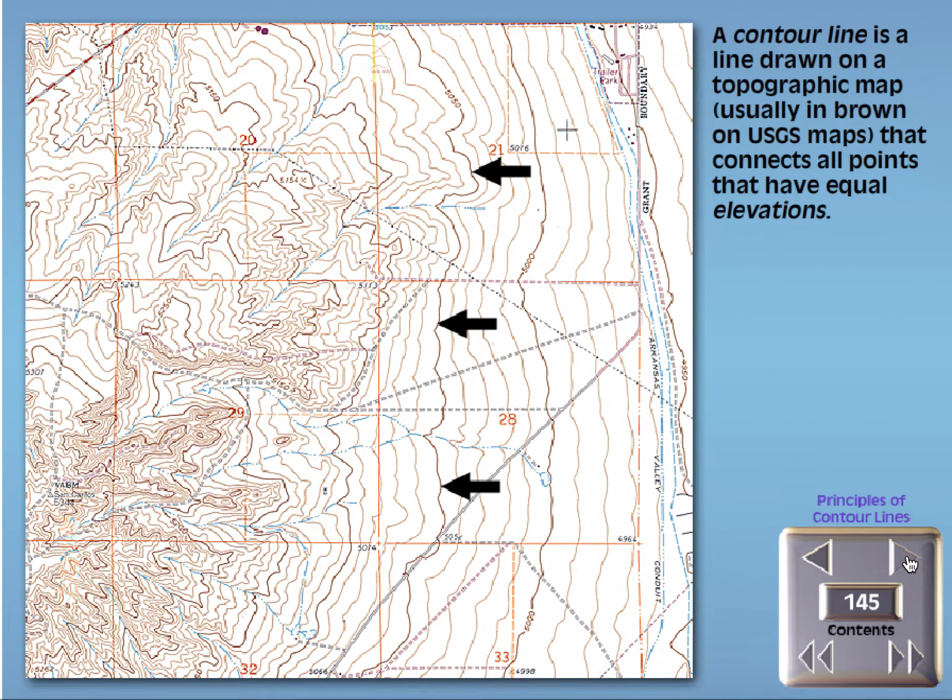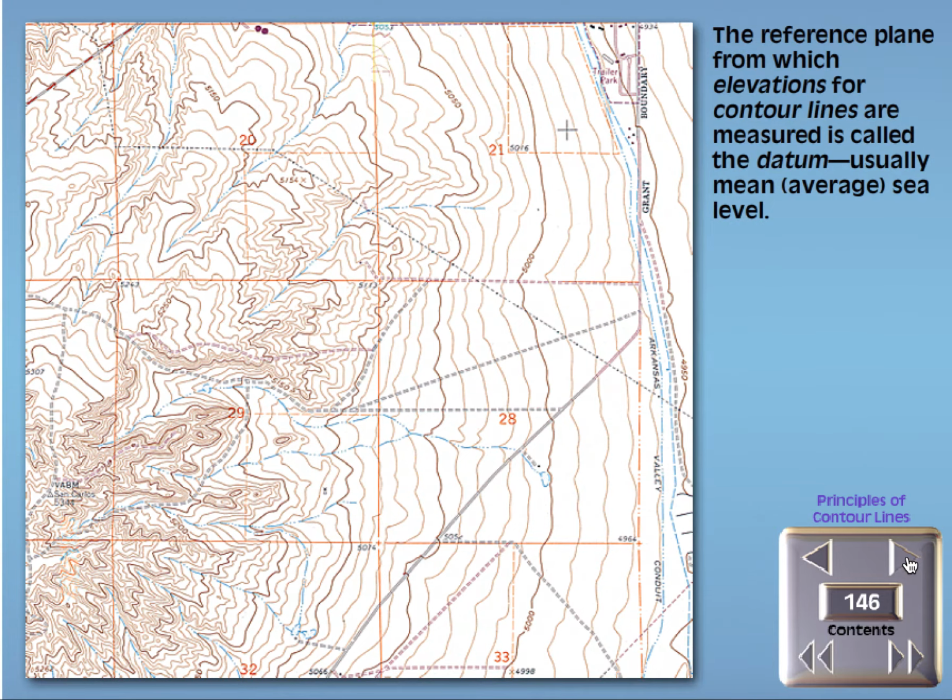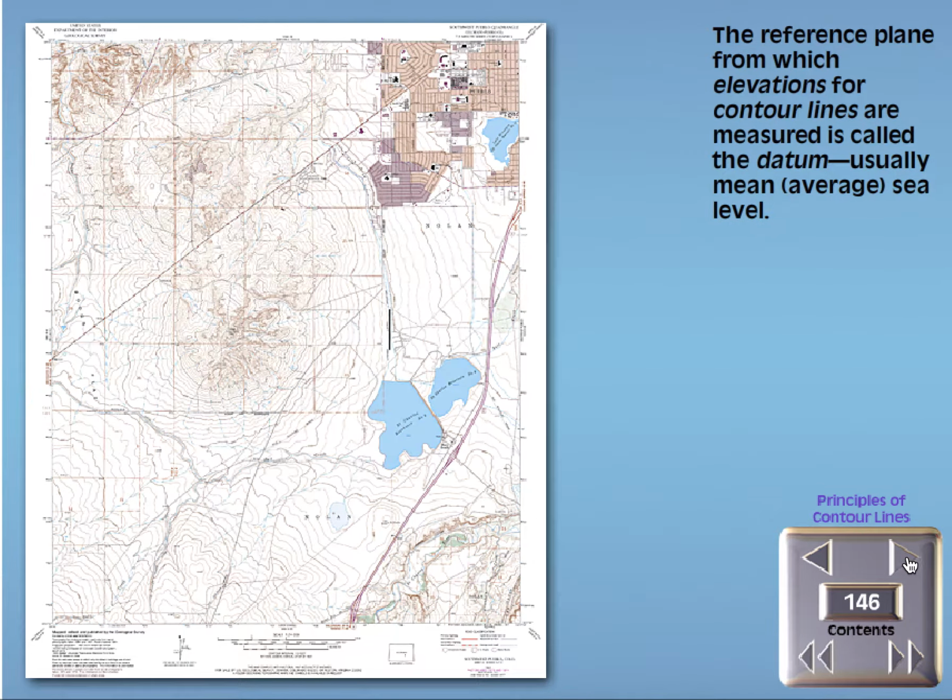A contour line is a line drawn on a topographic map that connects all points that have equal elevations. The reference plane from which elevations for contour lines are measured is called the datum, usually mean sea level.